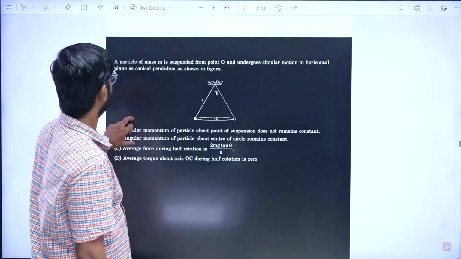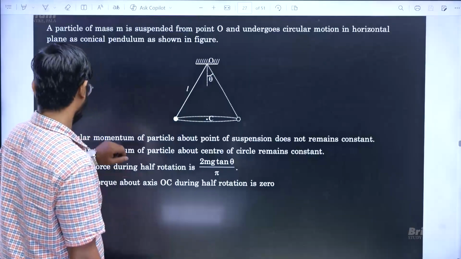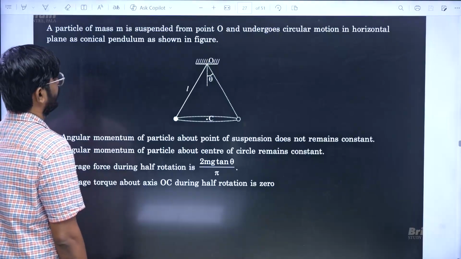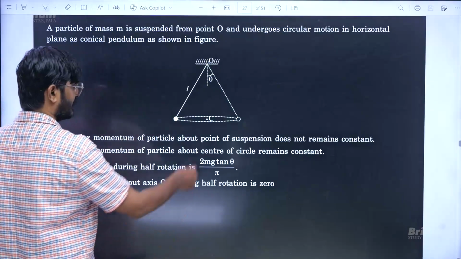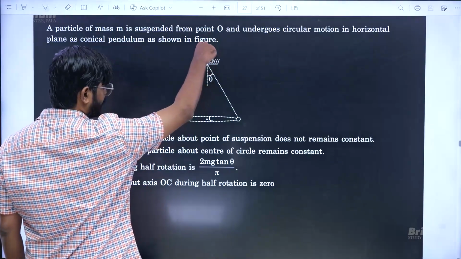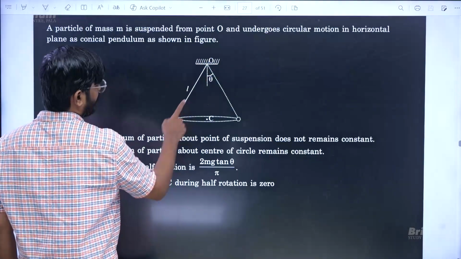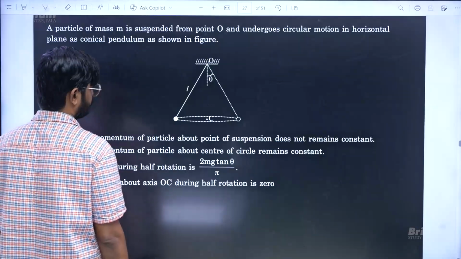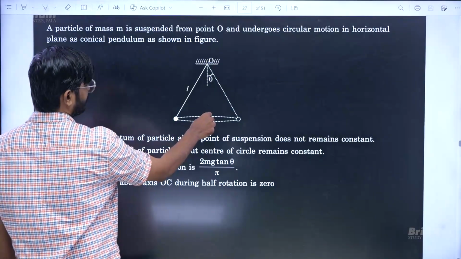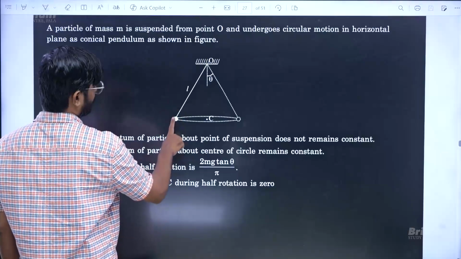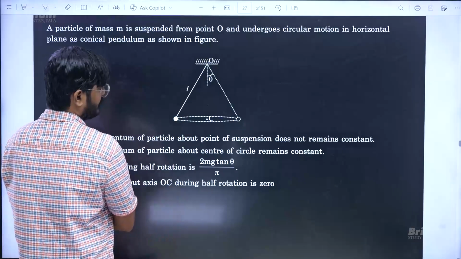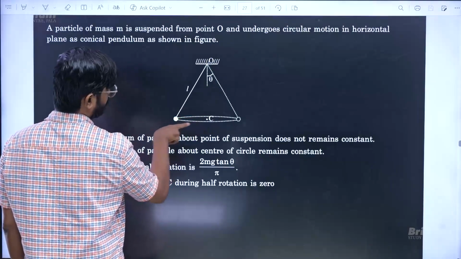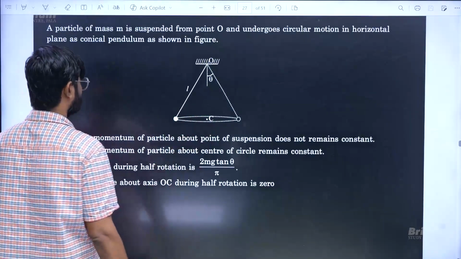And a particle of mass m is suspended from a point O and undergoes circular motion in horizontal plane as a conical pendulum as shown. Angular momentum of the particle about point of suspension does not remain constant. That you should understand. One way of understanding it is torque due to tension is going to be 0, but torque due to mg is not going to be 0. But about C, net force in this direction is 0, so the torque because of the tension component and mg gets cancelled, and the tension component passes through the center, so angular momentum will be conserved about C.